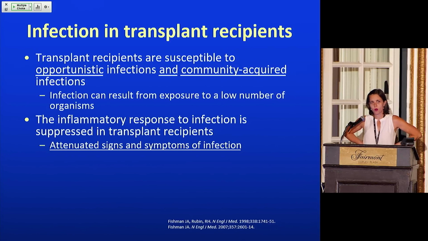This is a really important point to remember. These patients have attenuated signs and symptoms of infection. So this means that your transplant patient who calls you and says, I don't feel right, I've been feeling under the weather for several days, my temperature's been 100.2, you really need to assess that patient, particularly if you're in an academic medical center and it's July.